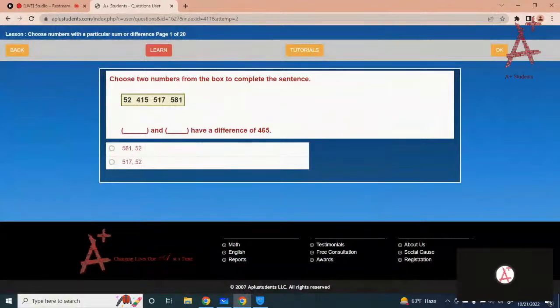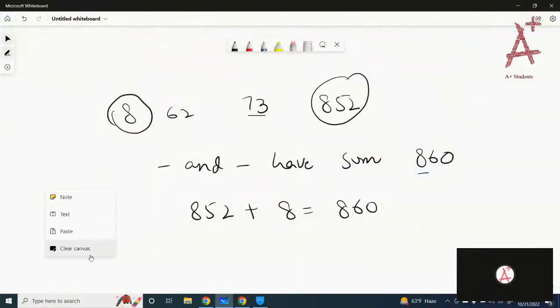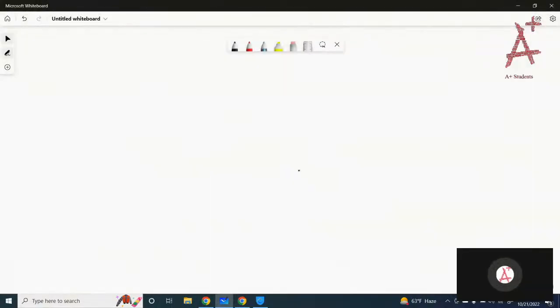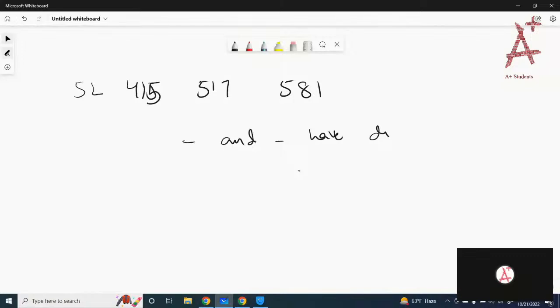Dash and dash have a difference of 465. You need to find two numbers that have a difference of 465. Let me write it down on the board. The numbers are 52, 415, 517, 581, and you are given two of the options. You can check the options.